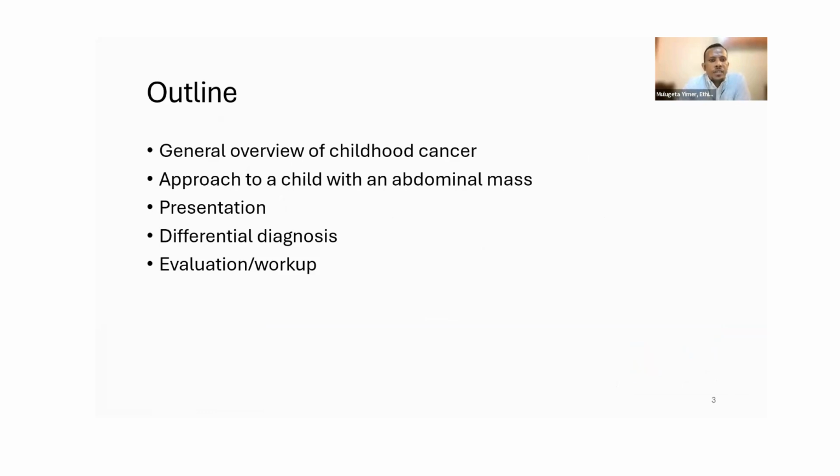So the outline of the presentation will be, I will speak about just a general overview of childhood cancer, and then we'll proceed to how to approach a child with an abdominal mass, what are the common clinical presentations, and what we should look into in history, physical exam, before we make up the differential diagnosis. And finally, we'll briefly discuss the evaluation and workup of a child with an abdominal mass.